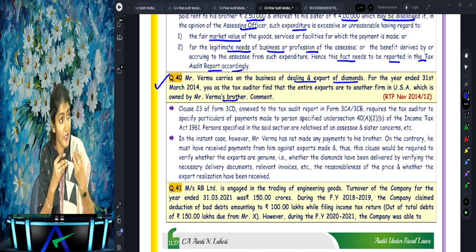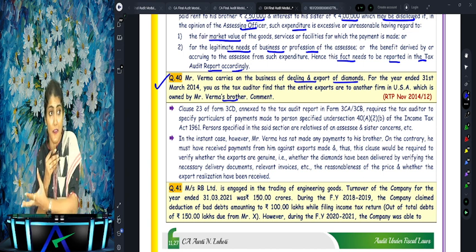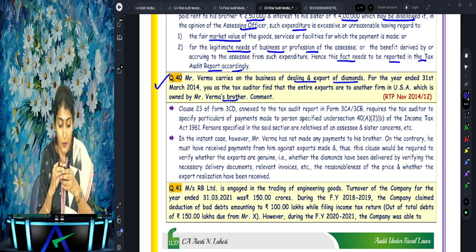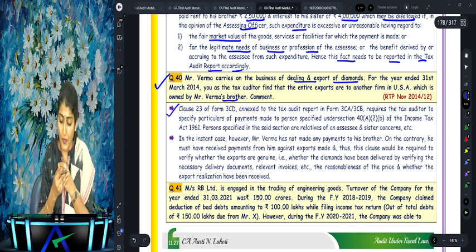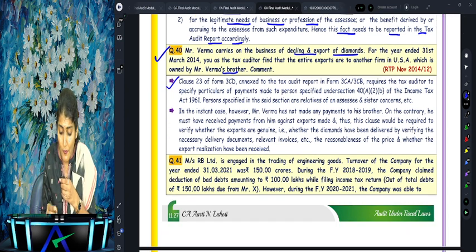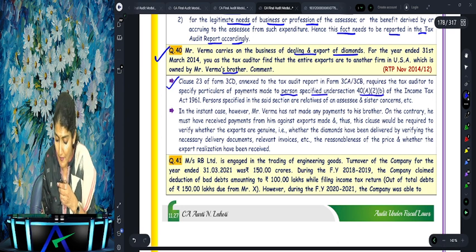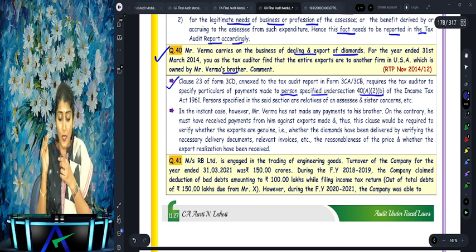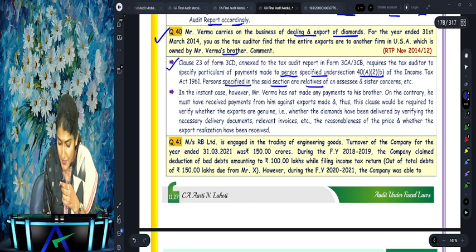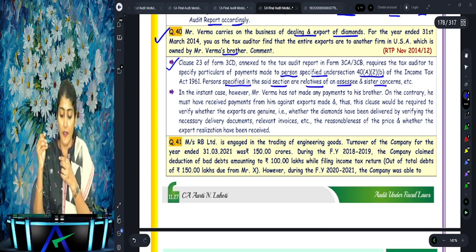And clause 23 is regarding the payments to specified persons. It is not regarding the receipts from the specified persons. Are you understanding that? So under clause 23 of Form 3CD requires the tax auditor to specify the particulars of payment made to persons specified under section 40A(2)(b) of the Income Tax Act. Persons specified in this section are the relatives of the assessee and the sister concern.